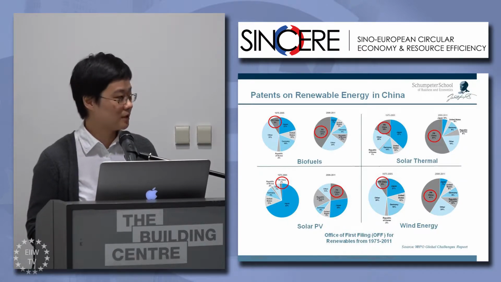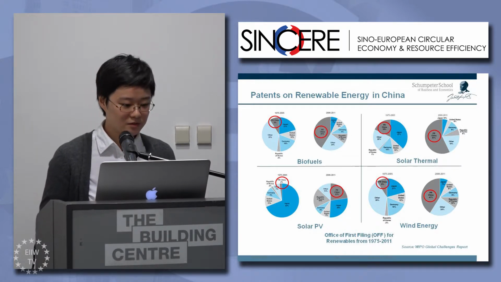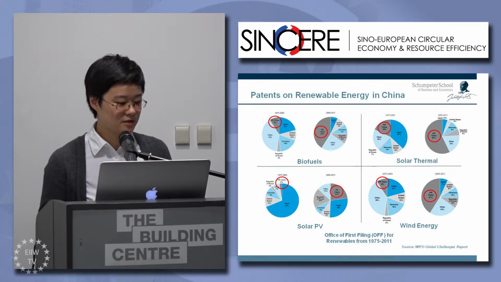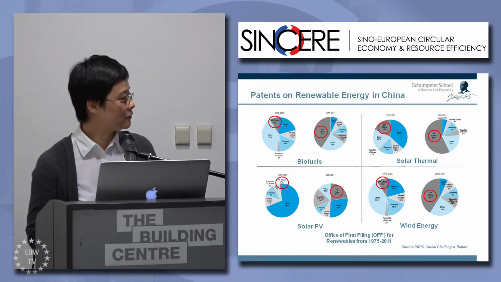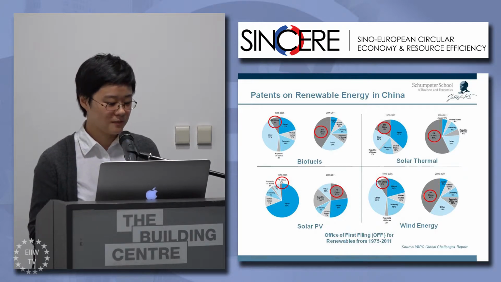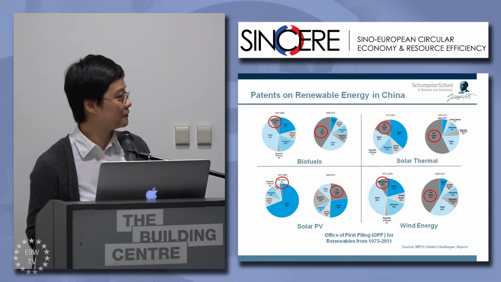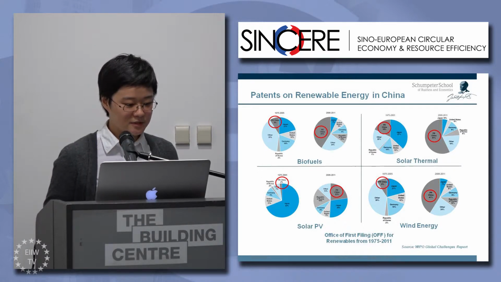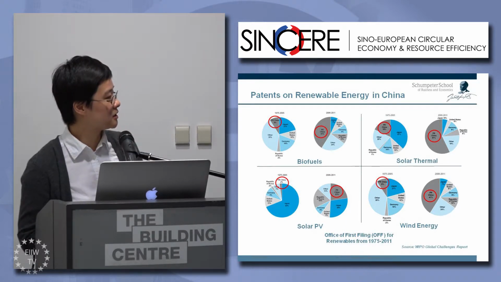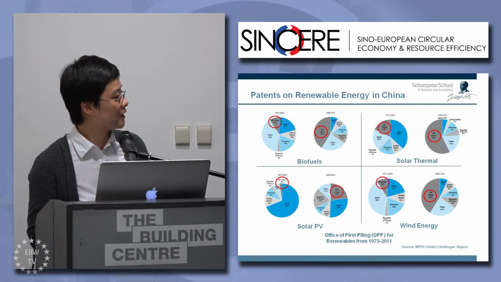And this is some more background information about patents on renewable energy in China. This is a comparison between the period of 1975 to 2005 and another period from 2006 to 2011. We can see that in the 4 sectors, biofuels, solar thermal, solar PV, and wind energy, China made really great progress on innovation, at least from the patent application perspective. For example, for biofuels, China's share increased by more than 30% among all the major application offices.